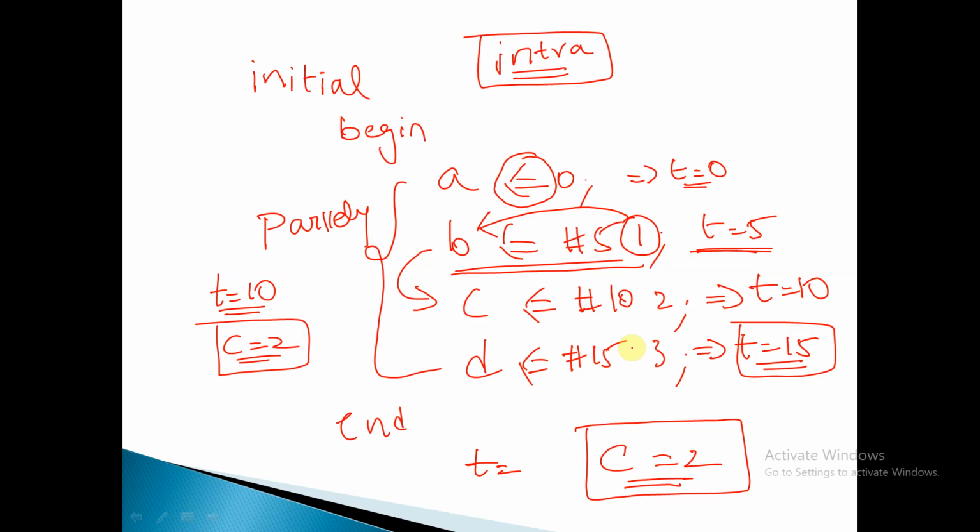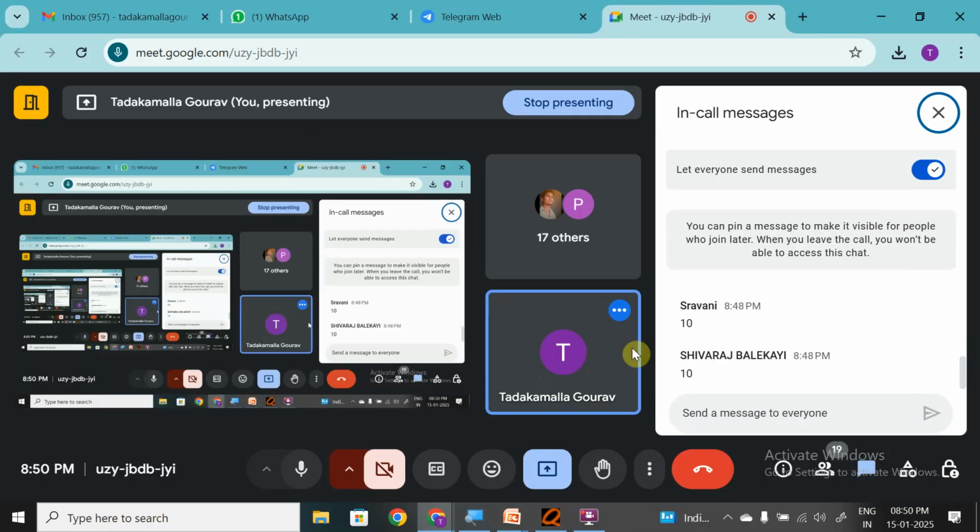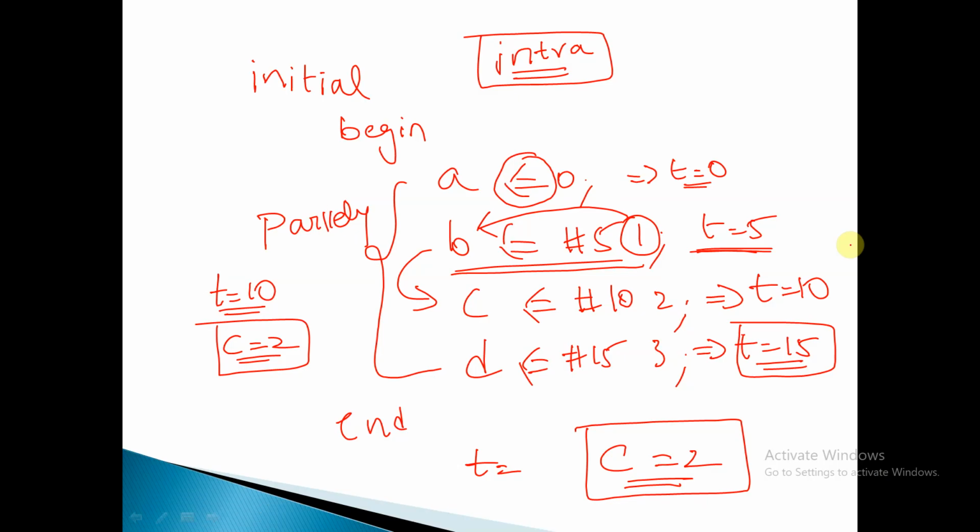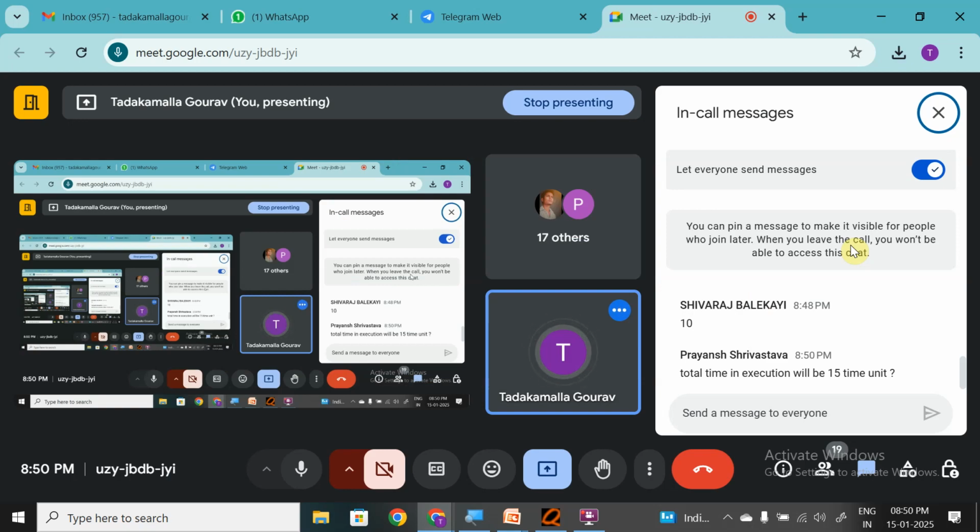Is it clear? Is it clear for everyone? Total time in execution will be 15. Yes, 15 time units. Yes, correct. Okay.